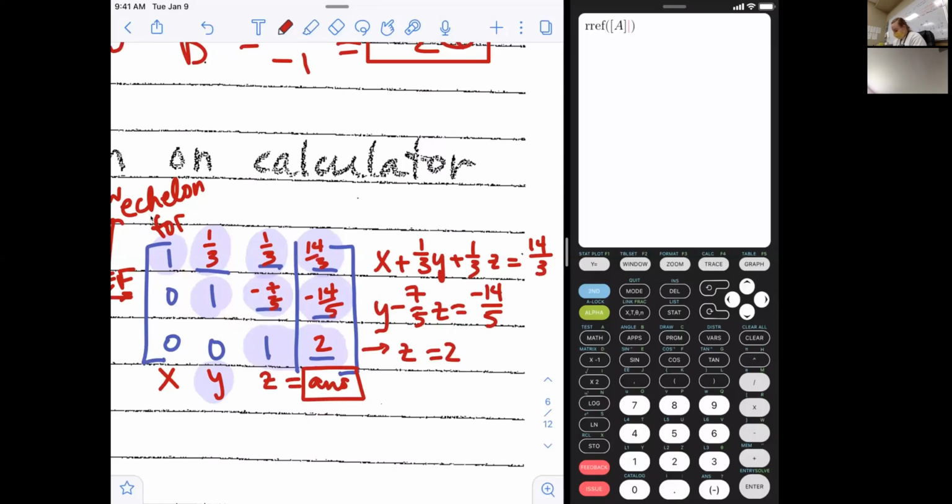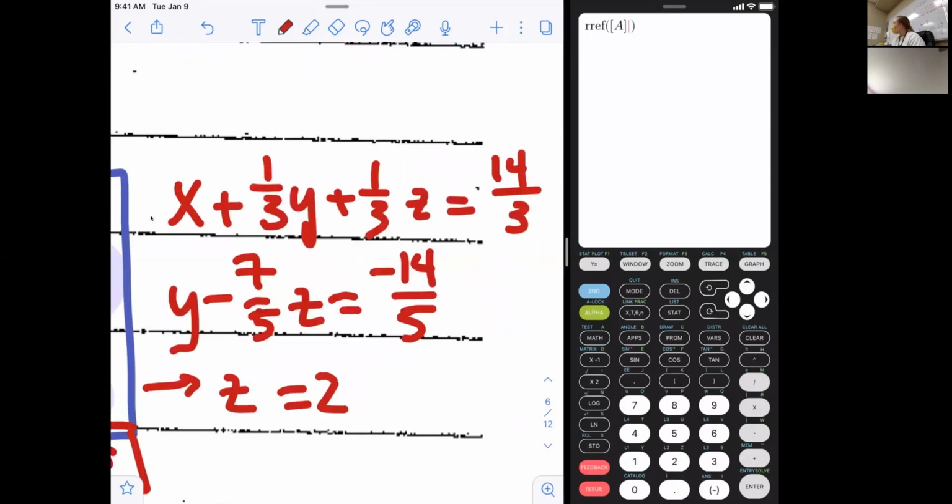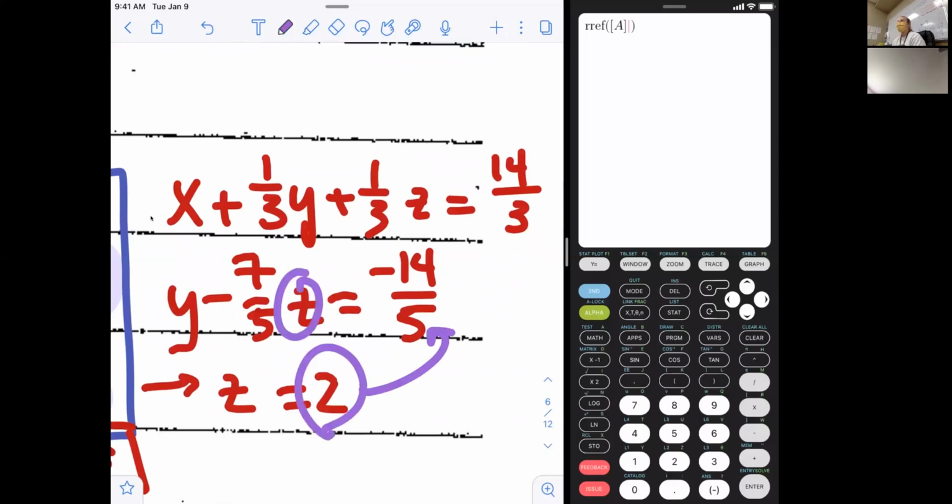Okay? Now this looks like algebra. I have Z equals 2. I told you you're not done until we have all the variables, so I already have one variable. Now I'm going to go to the equation above it and replace z with 2 so I can find y. You guys can substitute, right? Yes, you can.